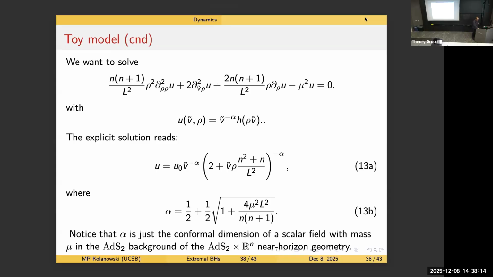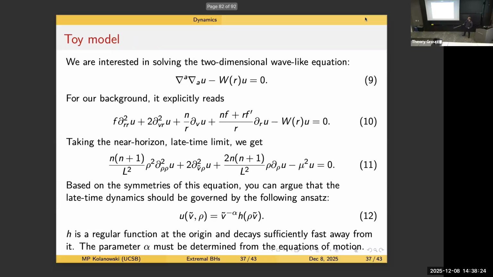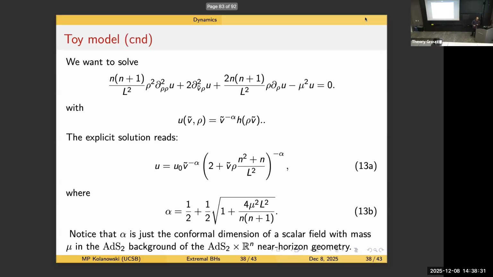At the end of the day, what you can find is that if you have a field that satisfies some wave-like equation on this extremal background, this is for now linearized, then this field will decay like v to the minus alpha, where alpha is a conformal dimension in AdS2 of the near horizon geometry. So in particular, it would depend on the mass, on whatever.